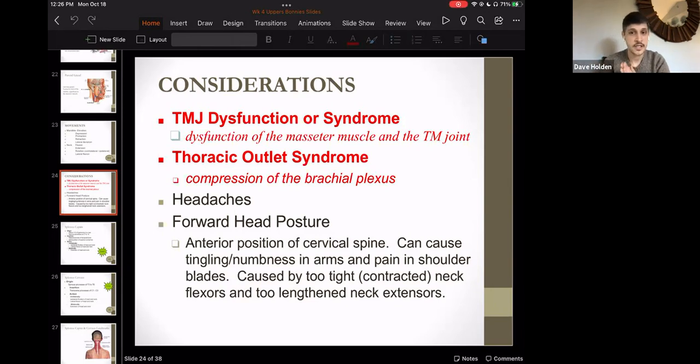Headaches. Do we need to talk about tension headaches and why all these muscles wrapped around the head cause headaches? Are we clear on this principle? Cool.